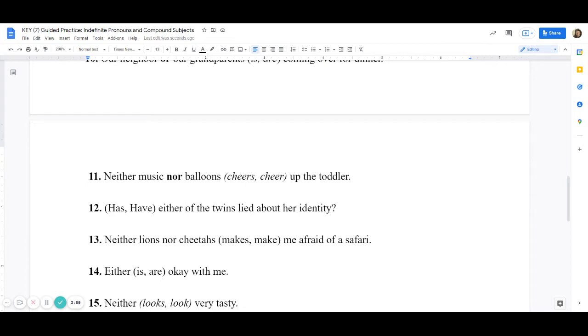Of the twins. Now you might ask, Mrs. Sabinas, why is the verb first? It's because it's a question. That's why. This can also happen if there's an inverted sentence, but in this situation, it's because it's a question.